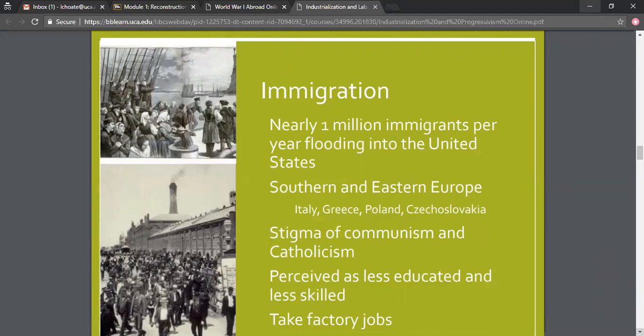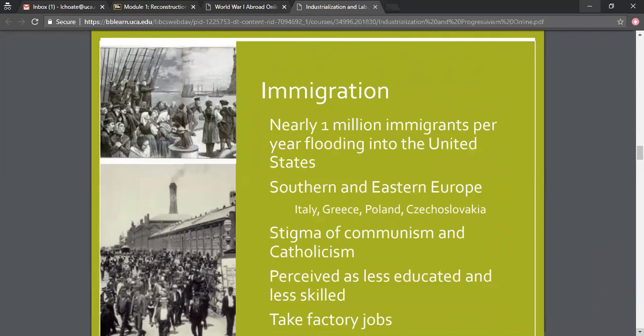People coming over from these Southern and Eastern European countries were coming over because they needed greater opportunity, they needed to try to find something better than what was available to them at home, and they didn't come with a lot of background in education or skilled work. And so it was natural for them to take these factory jobs.